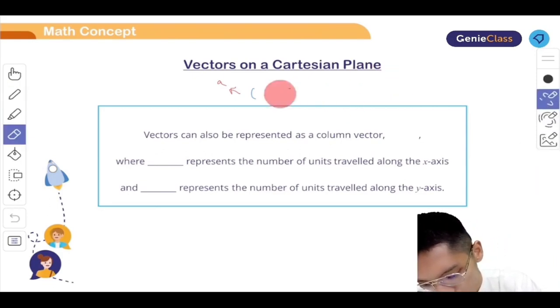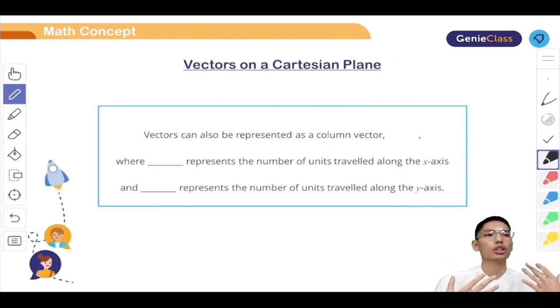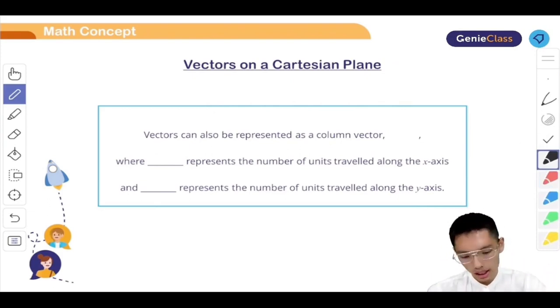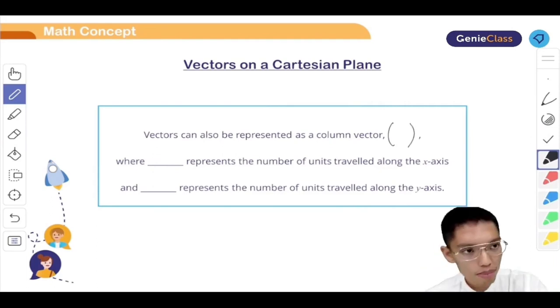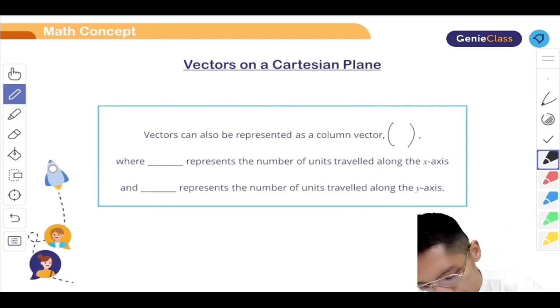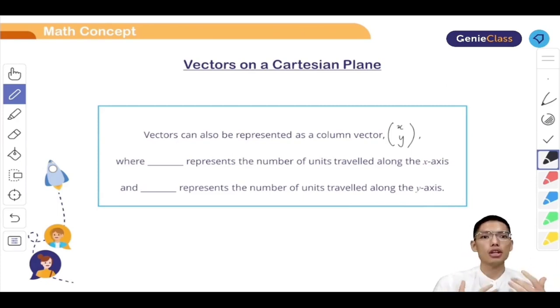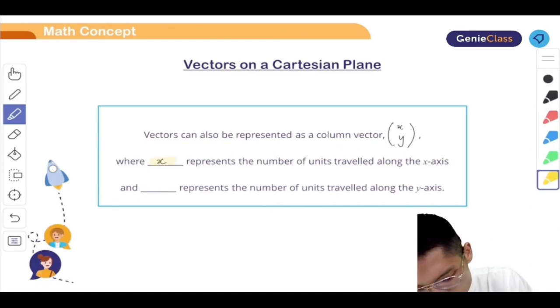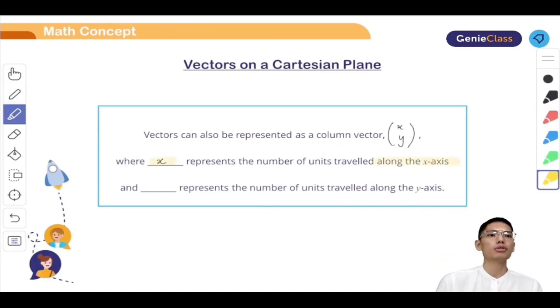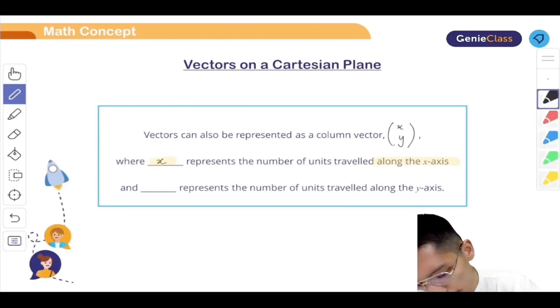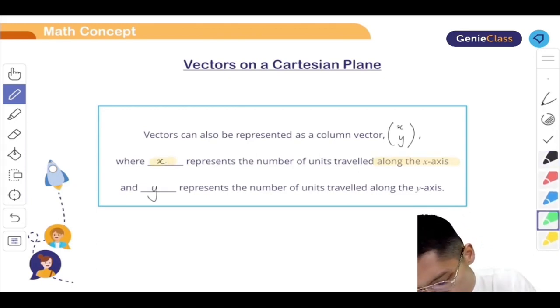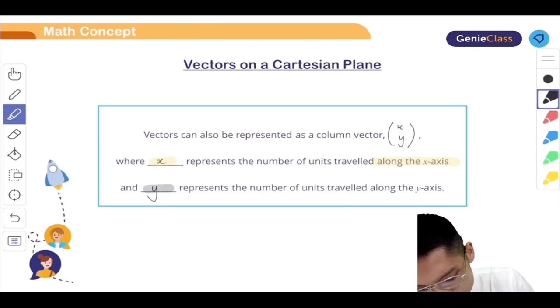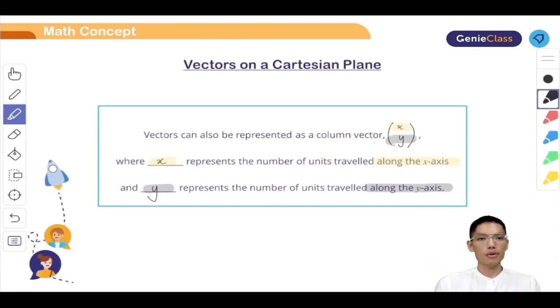Good job, Jude. Okay, so if you follow very closely from the notion of matrices, when I talk about a column, it's written this way, and we usually represent it with two letters, in this case X and Y. The top X refers to the movement along the X-axis. So X represents the number of units along the X-axis, and the other one, my Y over here, represents the number of units along the Y-axis. So this is my X, this is my Y. Alright, so this is the representation.